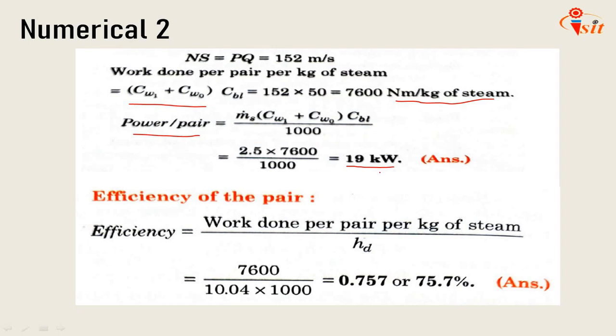Now ultimately we need to find the efficiency of the pair, which is nothing but the work done per pair per kg of steam divided by HD. HD is given, that is 10.04 kilojoule per kg per pair. So 7600 divided by 10.04 multiplied by 1000, where the 1000 is for equating the units. So 75.7% is the efficiency of the pair. That is the second numerical we have solved.